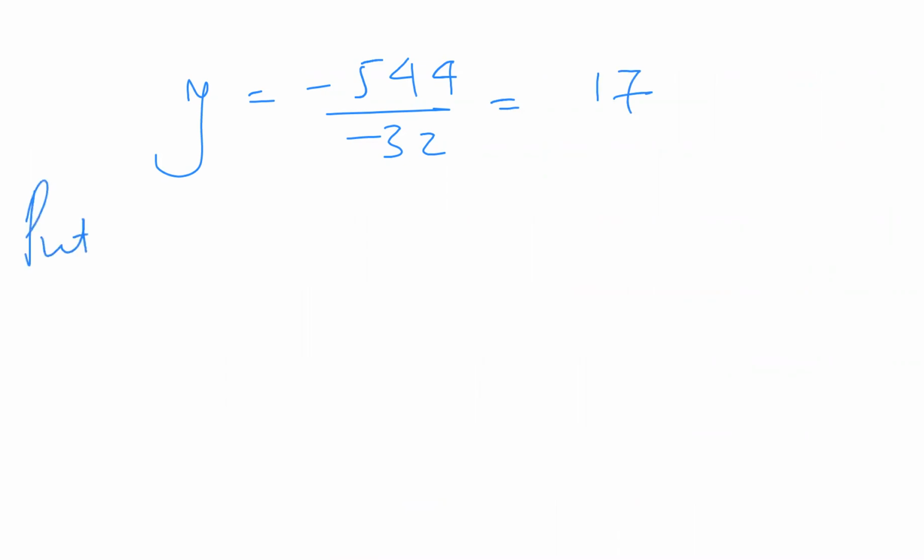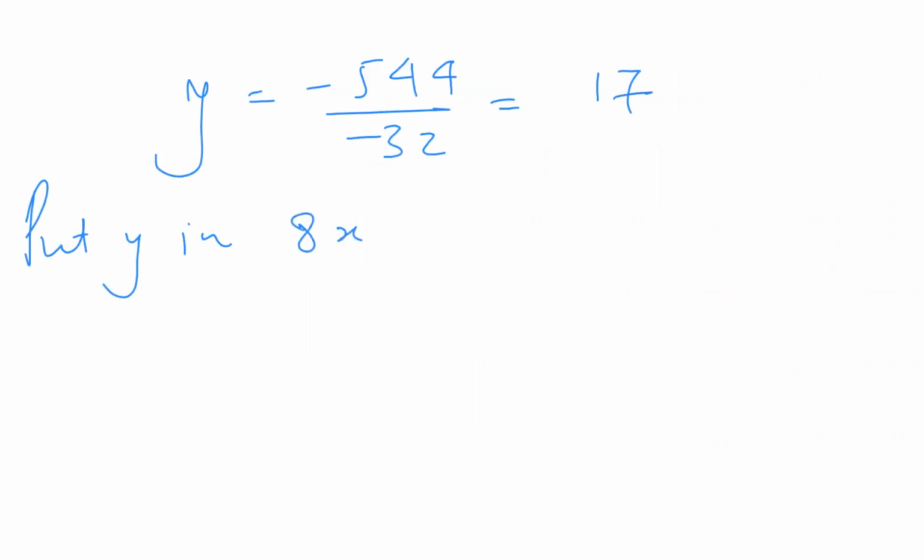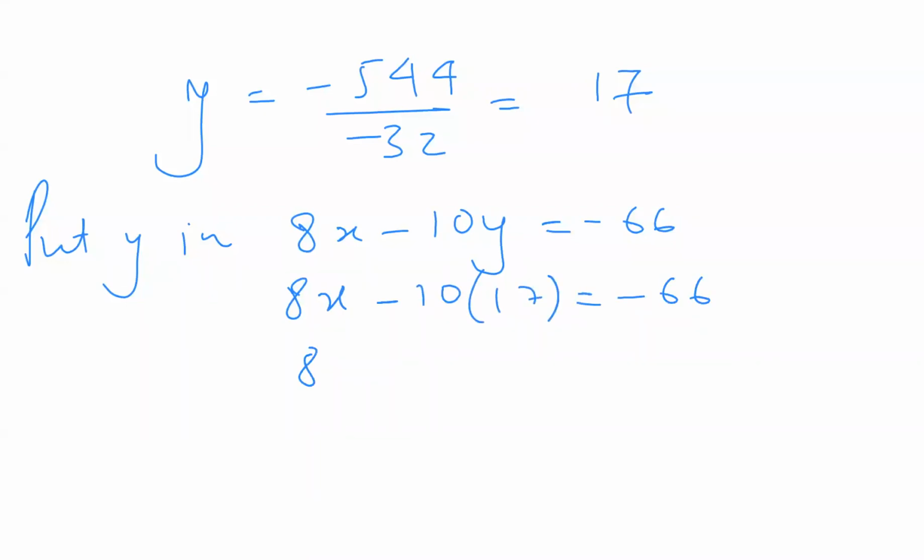We'll put the value of y in any one of the equations. So we'll use the first equation: 8x minus 10y is equal to minus 66. We'll put the value of y over here as 17. So 8x minus 170 is equal to minus 66.